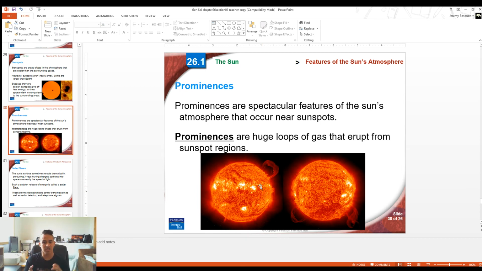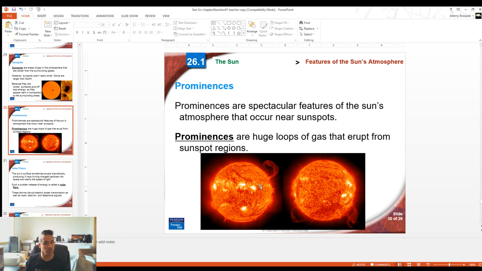Now again, these loops might not look that big, but they're huge. You could take the planet Jupiter, which is the biggest planet in our solar system, and fit it through one of these loops like no problem. Like, piece of cake. These loops can be really, really big off the surface of the sun.